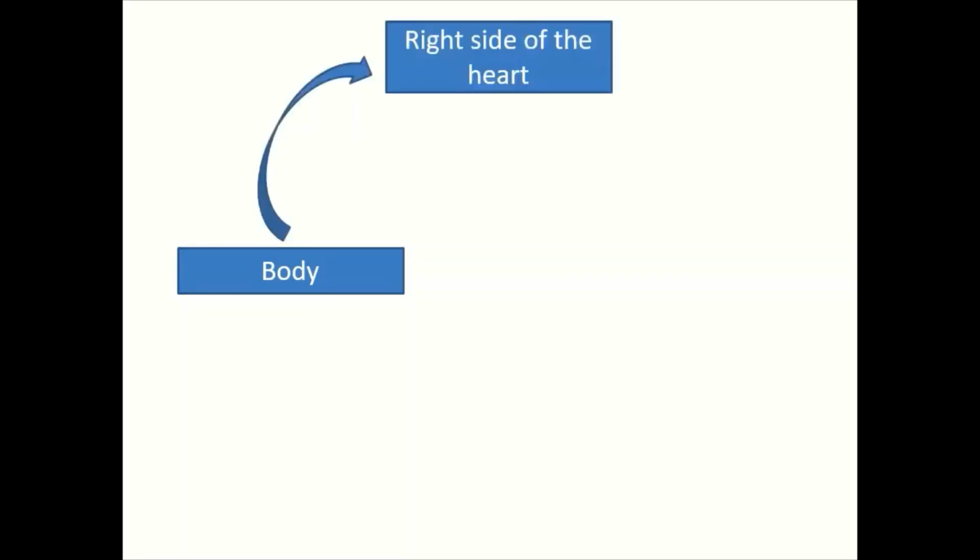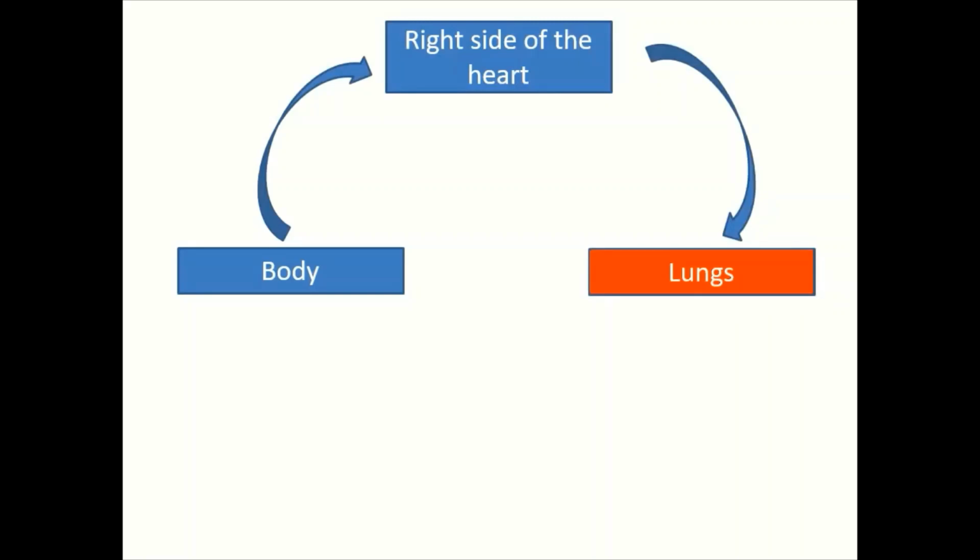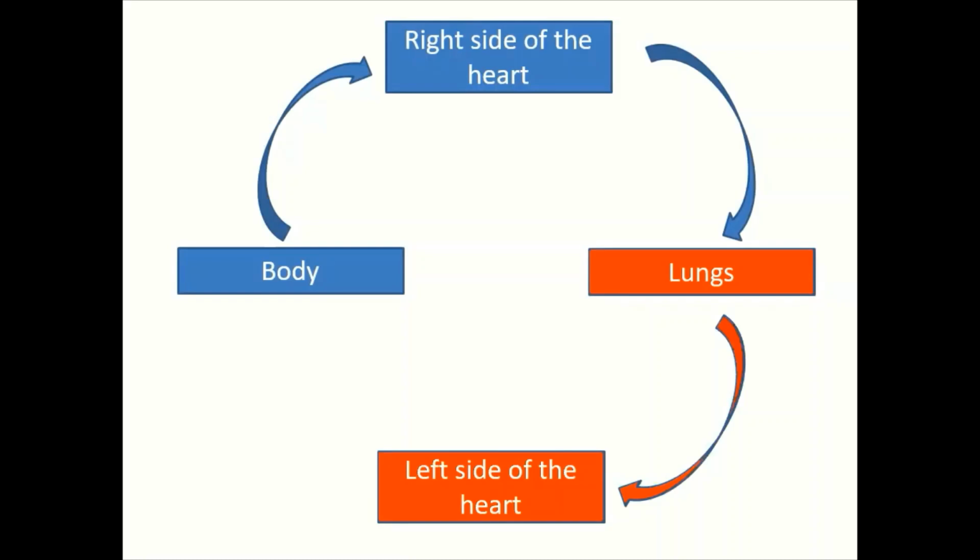So the deoxygenated blood from all parts of the body, except the lungs, is returned to the right side of the heart. That's why the right side of the heart contains the deoxygenated blood coming from all parts of the body. Then the right side of the heart pumps the blood to the lungs, where the gas exchange takes place. So in the lungs, the deoxygenated blood becomes oxygenated blood. And then the blood is returned to the left side of the heart. And the left side of the heart pumps oxygenated blood to all parts of the body except the lungs.